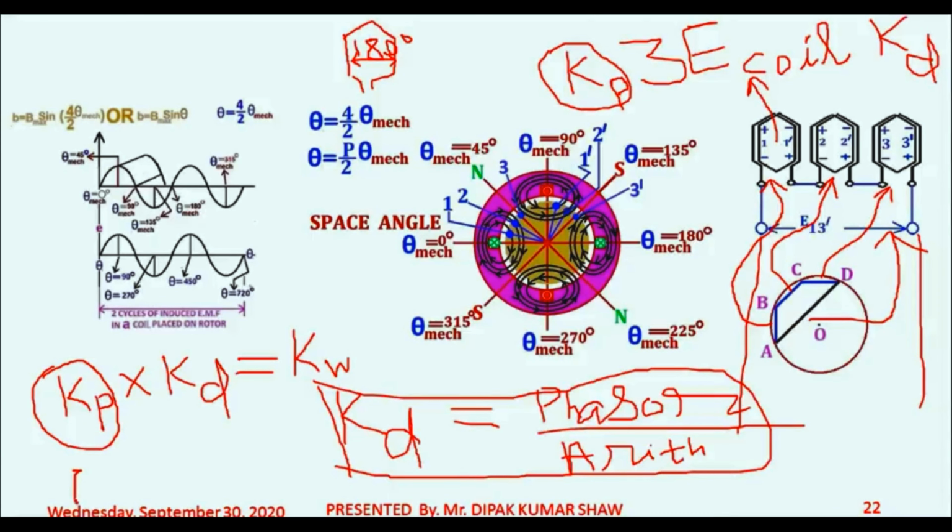If you have full pitch coils, in that case Kp is 1. So Kw, that is the winding factor, equals Kd only. Then this particular thing will be the arithmetic sum of the coil EMF multiplied by the distribution factor Kd.